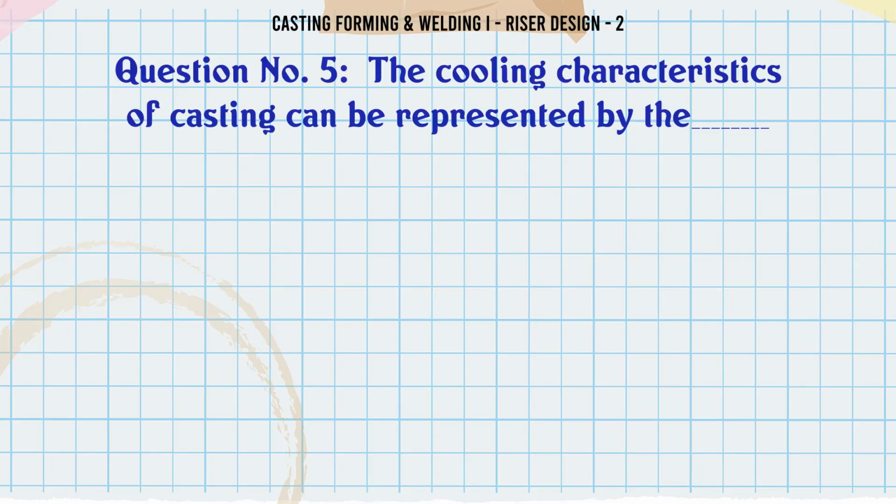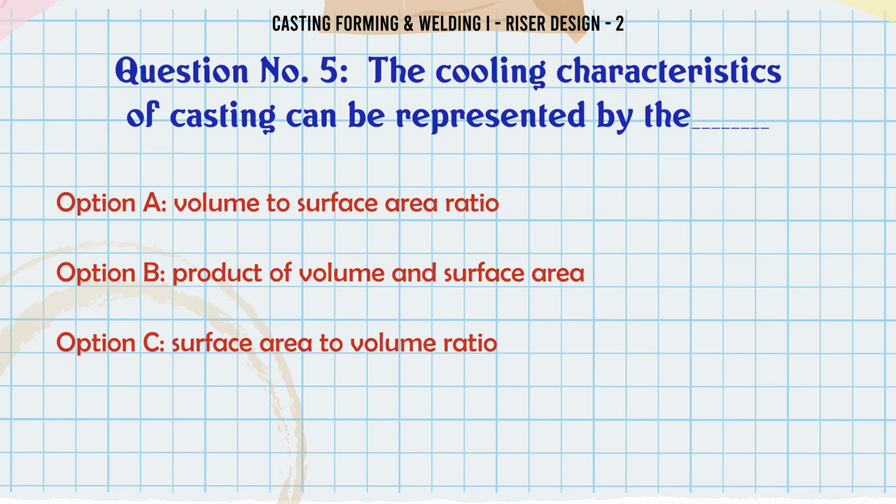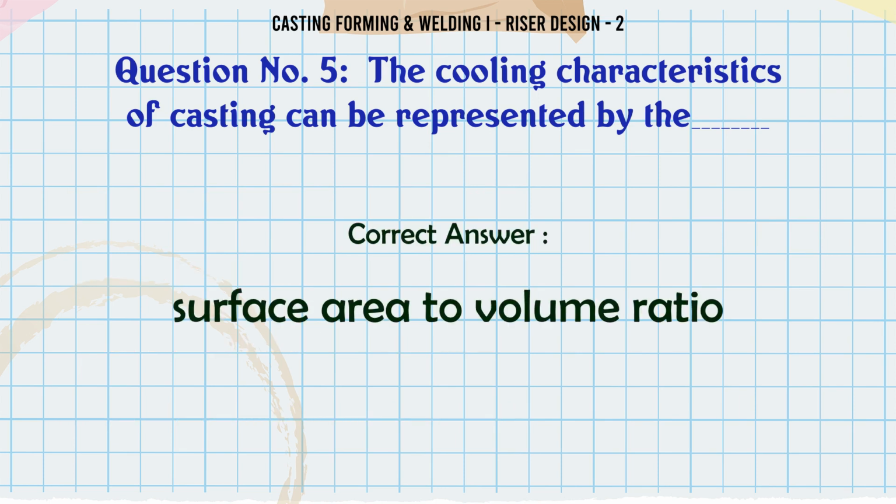The cooling characteristics of casting can be represented by the A. Volume to surface area ratio. B. Product of volume and surface area. C. Surface area to volume ratio. D. Surface area to perimeter ratio. The correct answer is surface area to volume ratio.